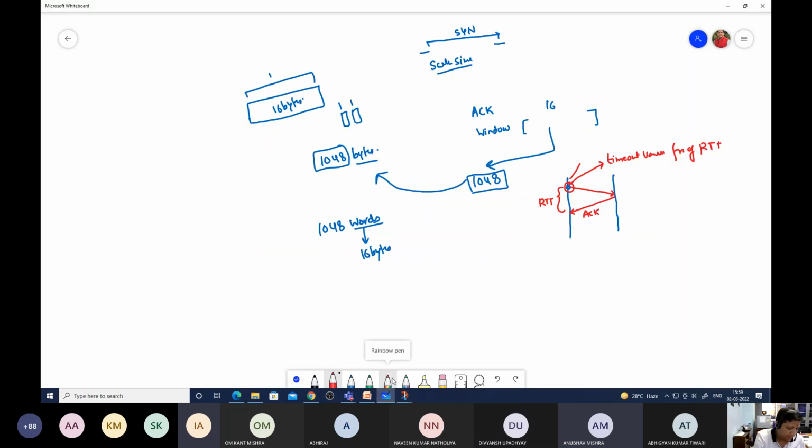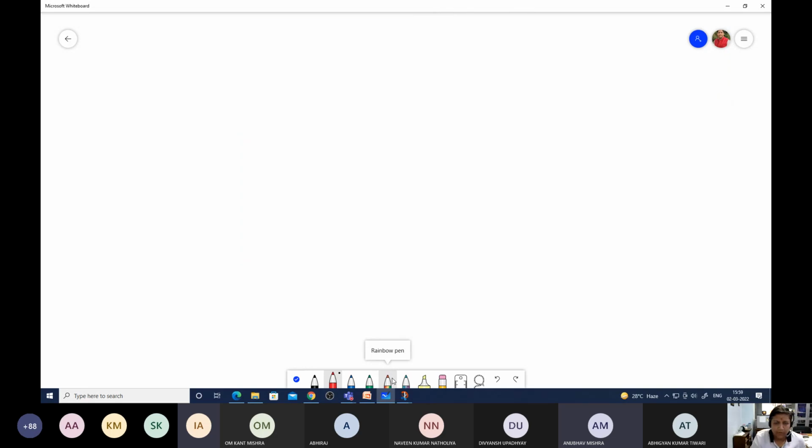See here. Suppose I'm sending nth packet. I don't have a sample here. I have an estimate, some estimate.